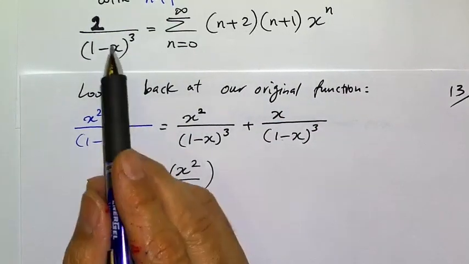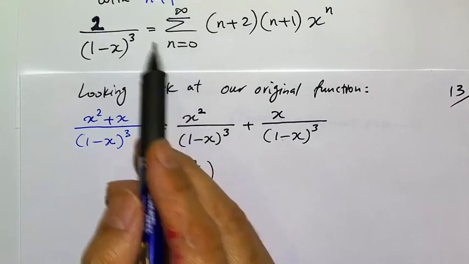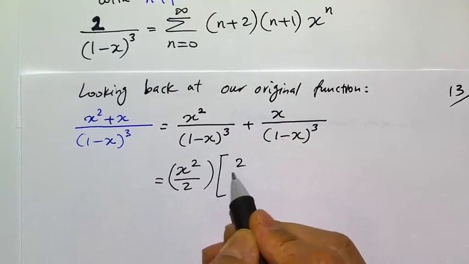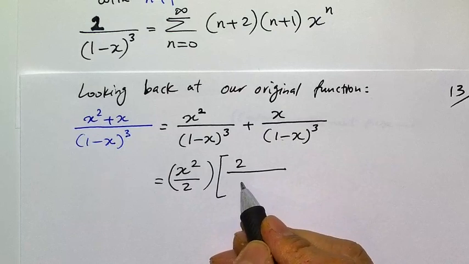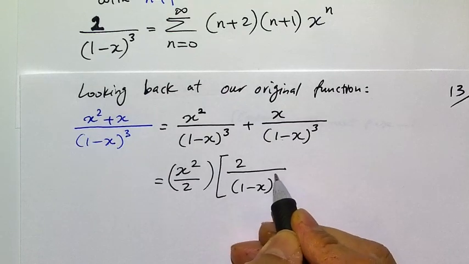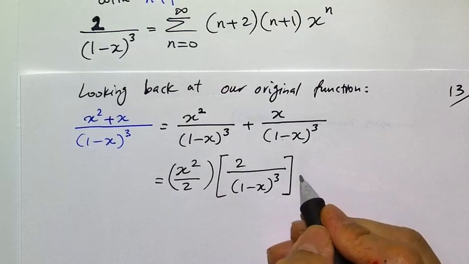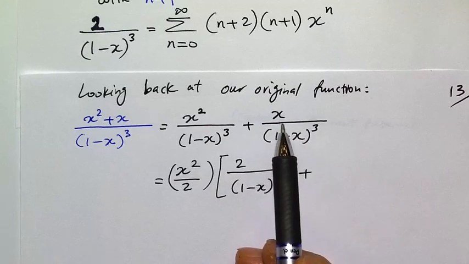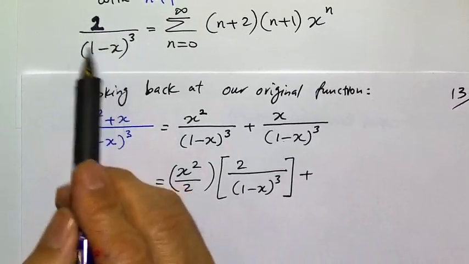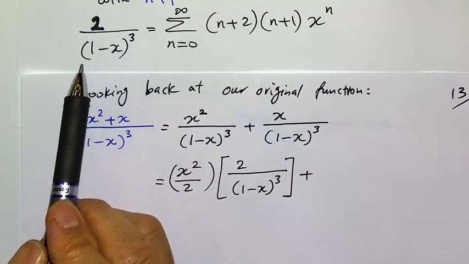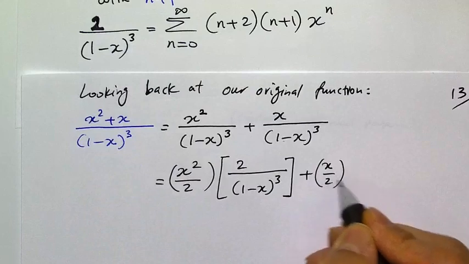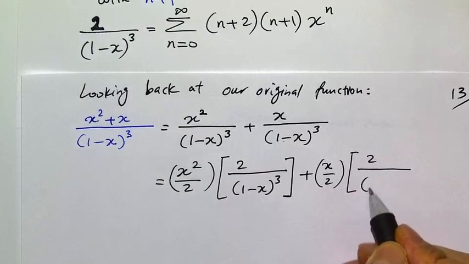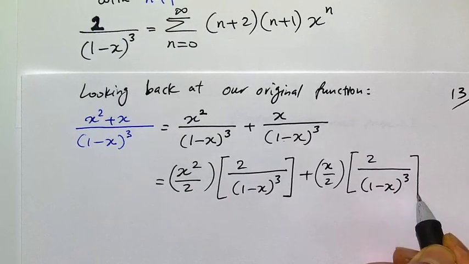So we're going to connect this to that by multiplying it by this times that, which we have on the left side. So we have 2 divided by 1 minus x cubed, plus x over 2 for this one. To obtain this from that, we need to multiply that by x over 2, right? So x over 2 times, again, 2 over 1 minus x cubed.